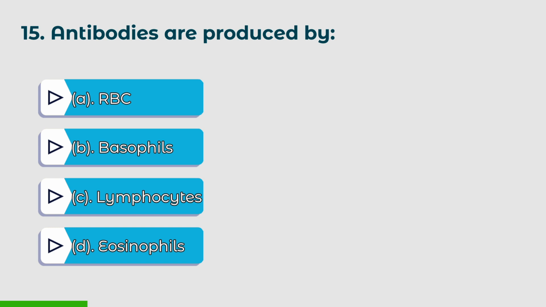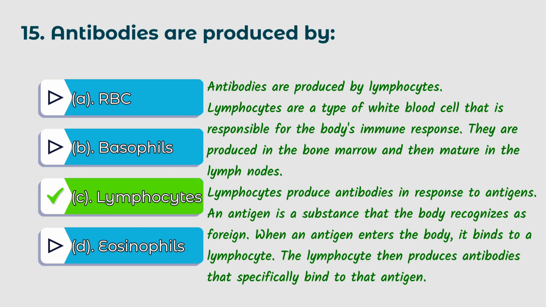15th question. Antibodies are produced by: options A. RBC, B. Basophils, C. Lymphocytes, D. Eosinophils. The right answer is C. Lymphocytes. Antibodies are produced by lymphocytes. Lymphocytes are a type of white blood cells that is responsible for the immune response. They are produced in the bone marrow and then mature in the lymph nodes. Lymphocytes produce antibodies in response to antigens.